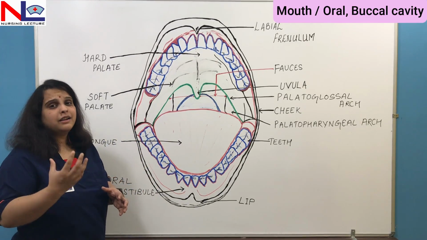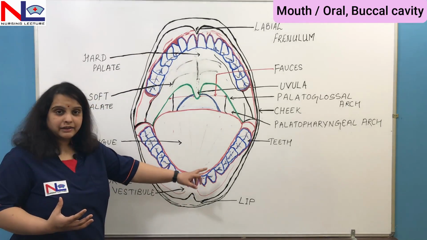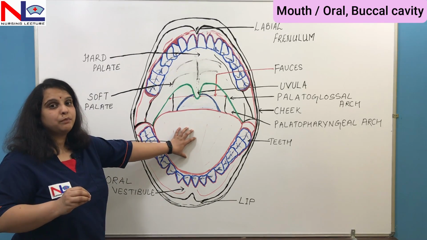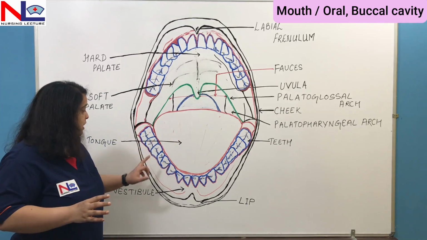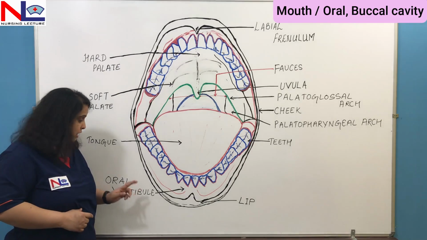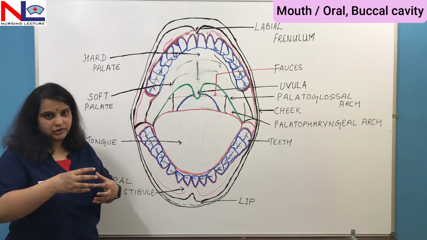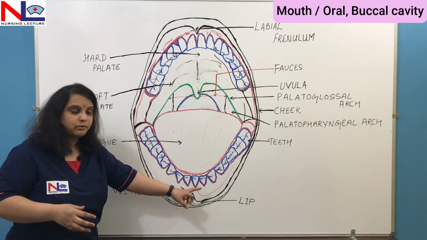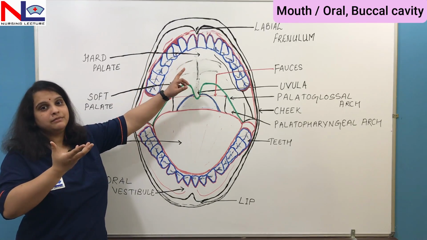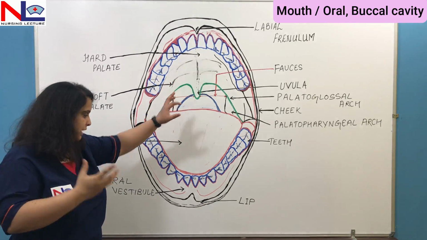In the mouth there are two cavities. The one lying in the anterior portion is comparatively smaller, and the other cavity, which lies posteriorly, is larger. The anterior cavity is called the oral vestibule. As it is a cavity, it will be surrounded by some structures. Here the oral vestibule is shown with an open mouth, but you can imagine it in a closed mouth as well.